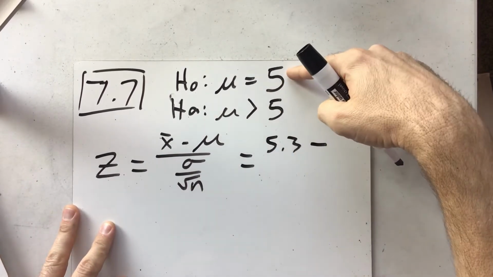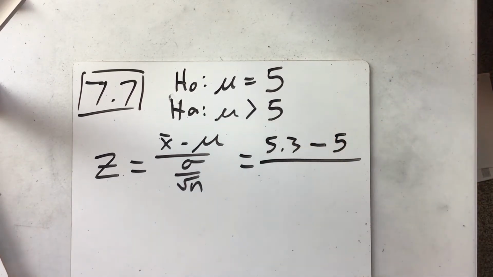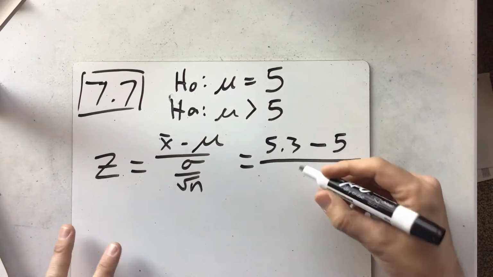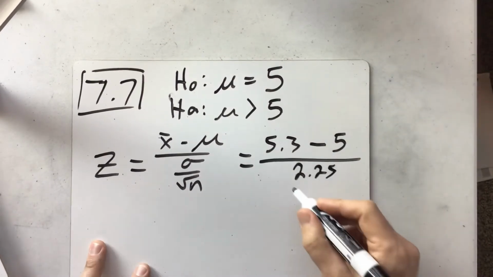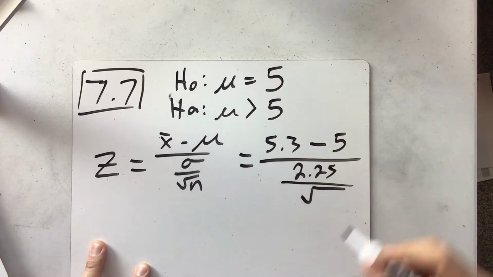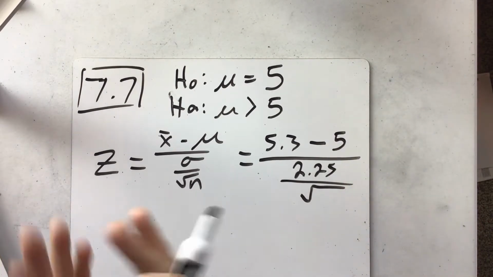Mu is always the number from our hypothesis, so we're comparing the 5.3 to the number 5. Sigma is the population standard deviation. That population standard deviation was the 2.25 that we talked about just a moment ago. So we put the 2.25 in here, and we divide by the square root of n. N is how many experiments. Well, think of each day that you sell cars as an experiment.